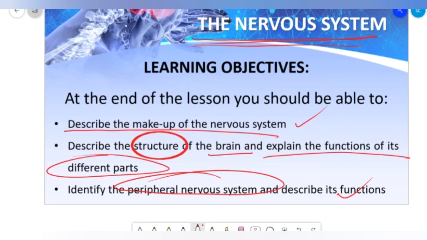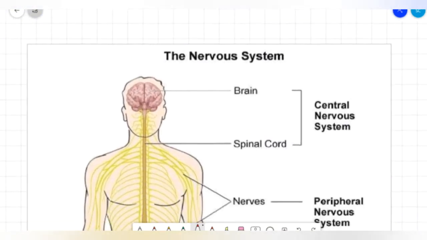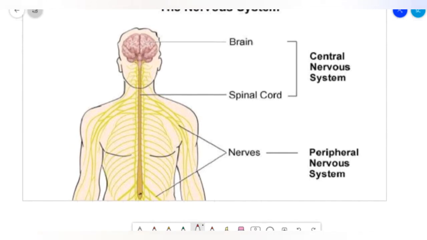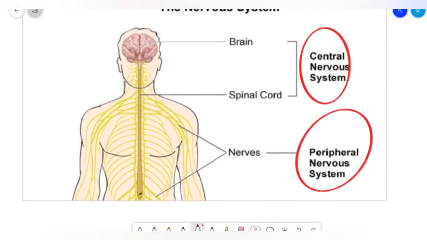Now let's go into the lesson properly. The nervous system of vertebrates consists of two major parts. We have the central nervous system and the peripheral nervous system.